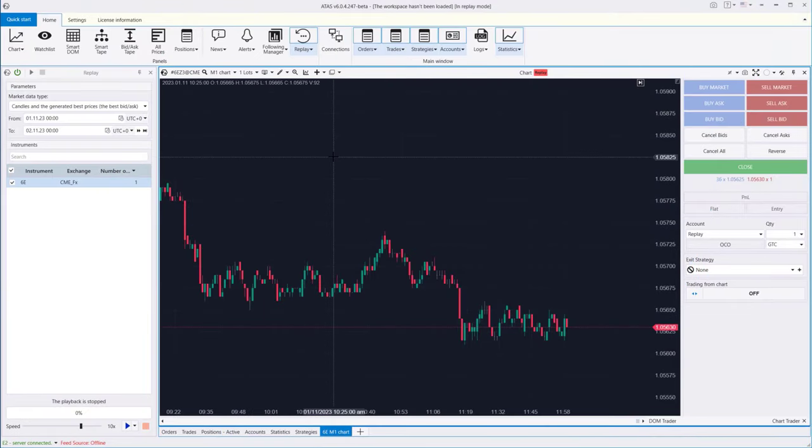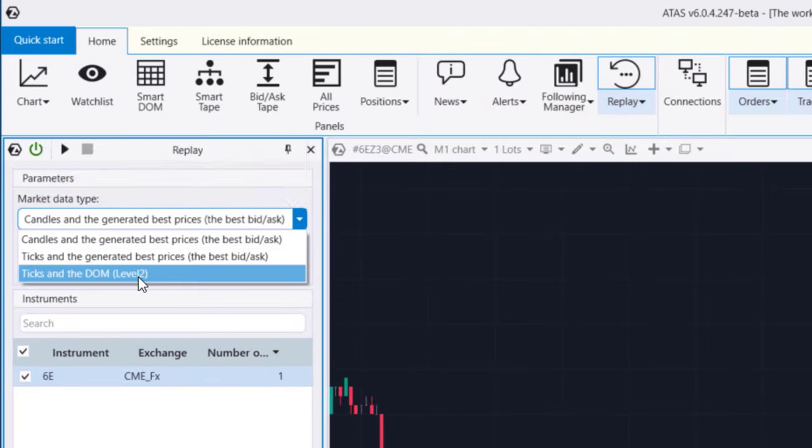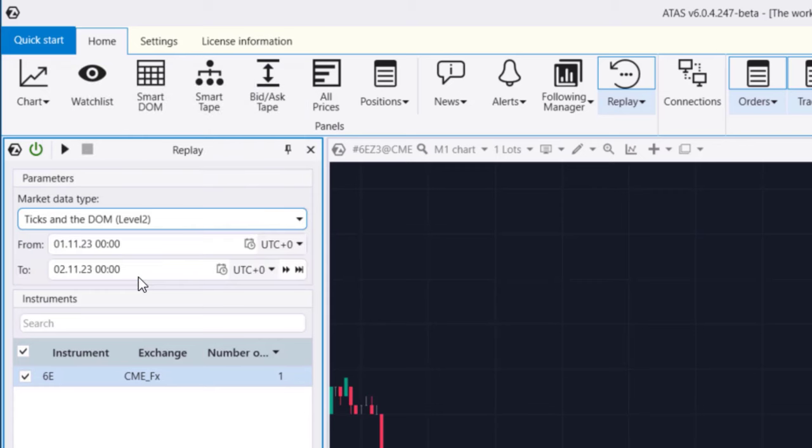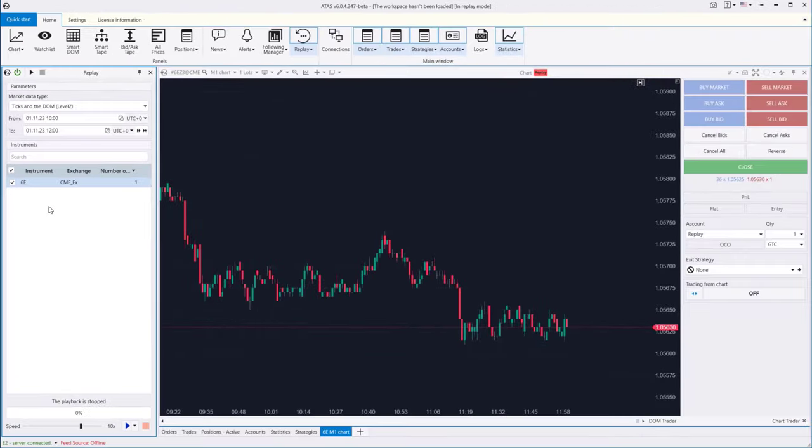Let's now explore some of the more advanced features offered by the ATAS platform. These tools will help you make more informed trading decisions. To start, let's enable Level 2 data loading. This will allow us to activate an indicator that analyzes significant levels in the DOM. Secondly, let's set narrower time frames to skip low volatility overnight trading and start the playback from 10 a.m.